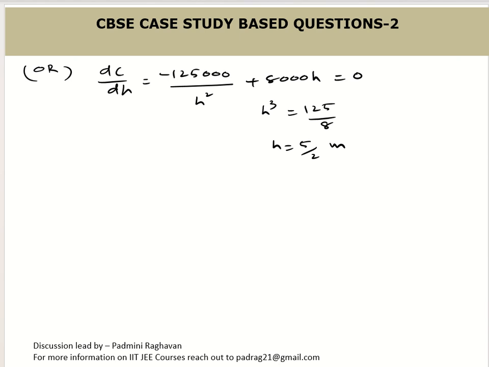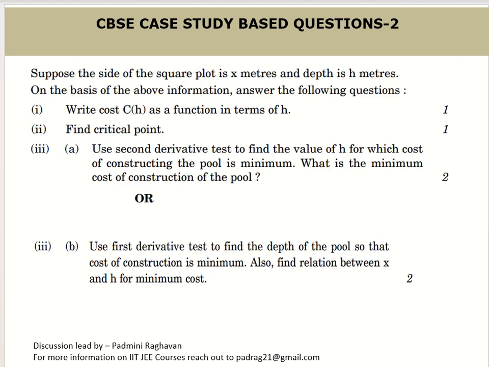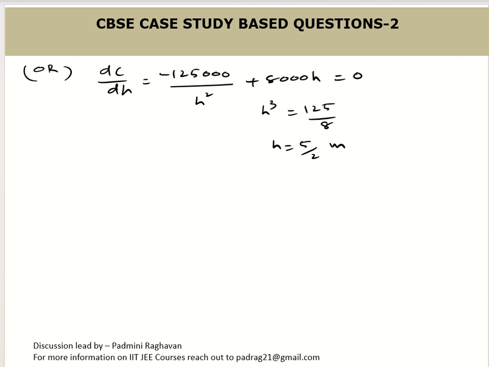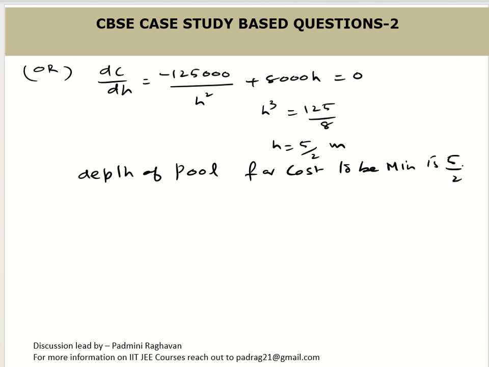In this second subdivision, the extra thing they have asked is, using the first derivative test, find the depth of the pool so that the cost of construction is minimum. We've already got the depth of the pool. Then they are asking what is the relation between x and h for the minimum cost. So one answer is the depth of the pool for the cost to be minimum is 5 by 2 meters. That is the first part. The second part is what is x.